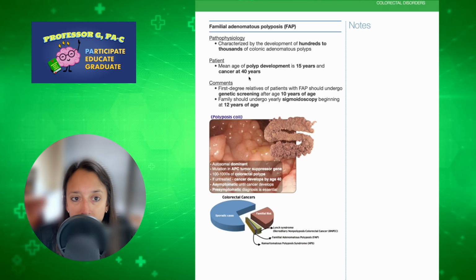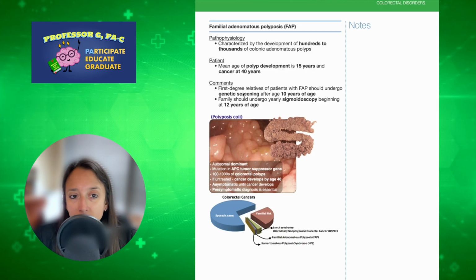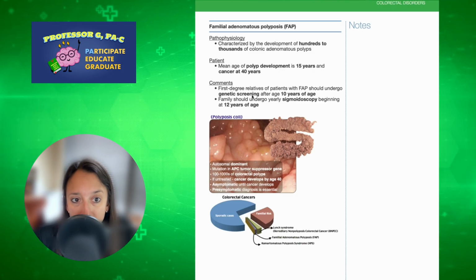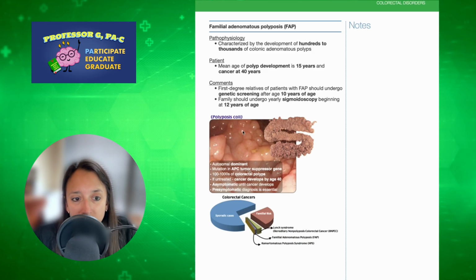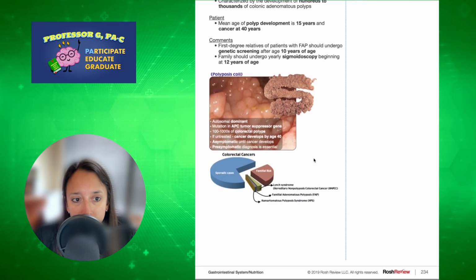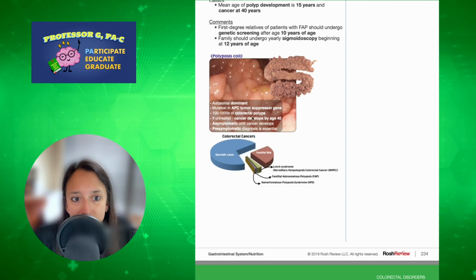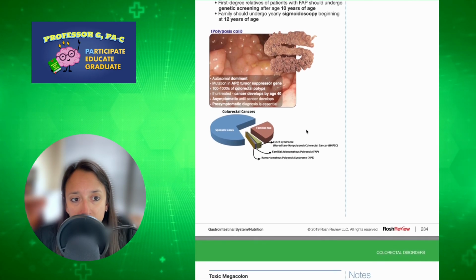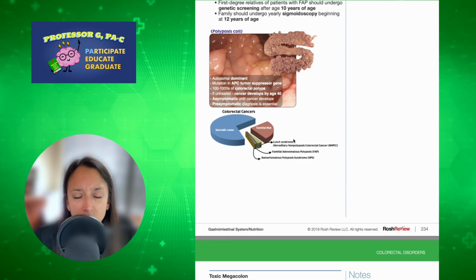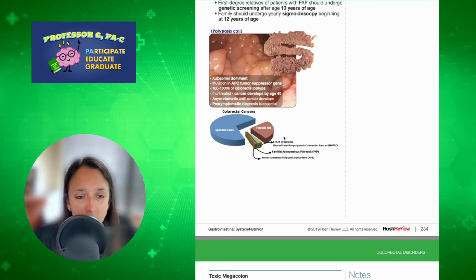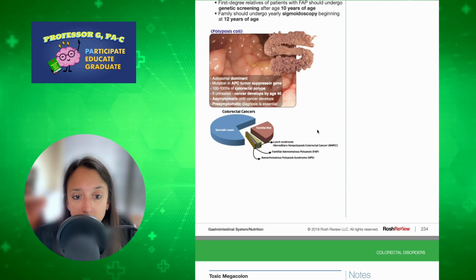We usually screen in first degree relatives, genetic screening, as well as having colonoscopies. Families should undergo yearly sigmoidoscopies beginning at the age of 12. And a lot of times these have to have complete colectomies to reduce the risk of cancer. Okay, remember that gene is the APC gene. They often test on that as well. And there are other types of familial syndromes of polyposis.